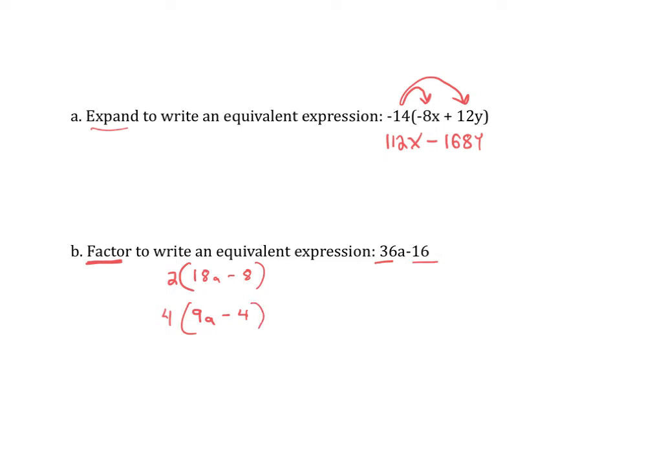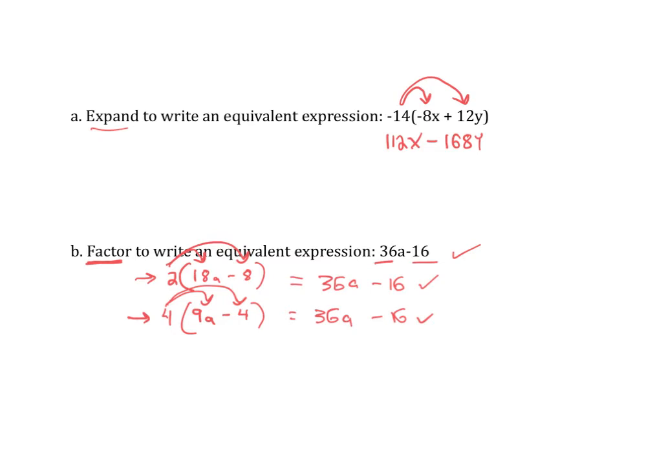So both of these are correct. It's just the second one is completely factored and the first one is only partially factored. But they are equivalent, right? If we do the distributive property, we could say 2 times 18a is 36a, and 2 times negative 8 is negative 16, so that checks out. 4 times 9a is 36a. 4 times negative 4 is negative 16, so that checks out. They're all equivalent. It's just one is more factored than the other.